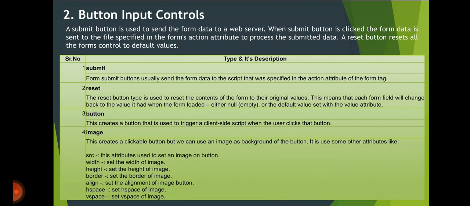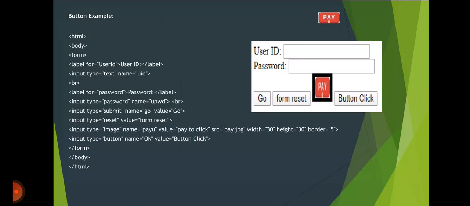Image. This creates a clickable button, but we can use an image as the background of the button. It uses some other attributes: src, which sets the image; width, which sets the width of the image; height, which sets the height of the image; border, which sets the border of the image; align, which sets the alignment of the image button; hspace, which sets the horizontal space of the image; and vspace, which sets the vertical space of the image. This is an example of button click. It can use the user ID and password, with form submit and reset button clicks.